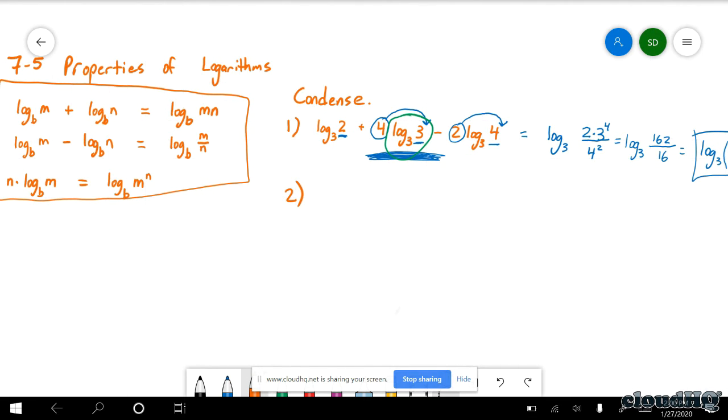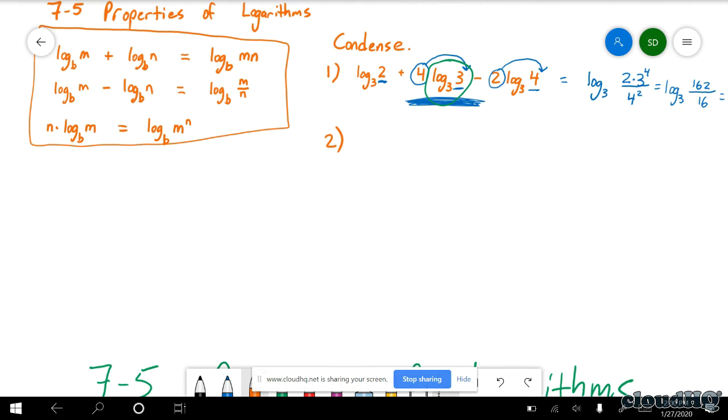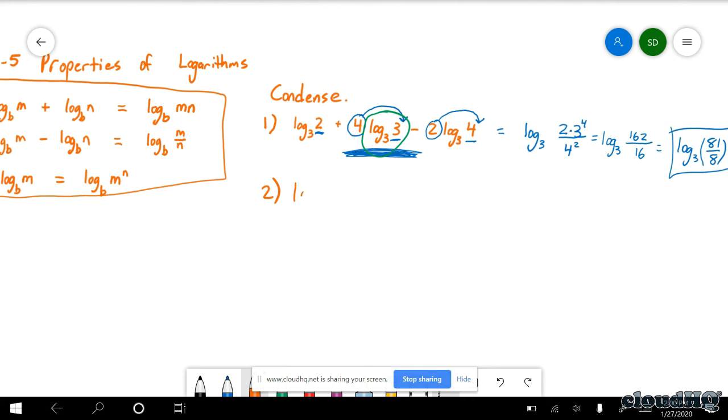Let's do another condensed problem. Let's go log base 4 of A minus 3 log base 4 of B plus 1/2 log base 4 of C minus 1/3 log base 4 of D. We'll just go ahead and do that.